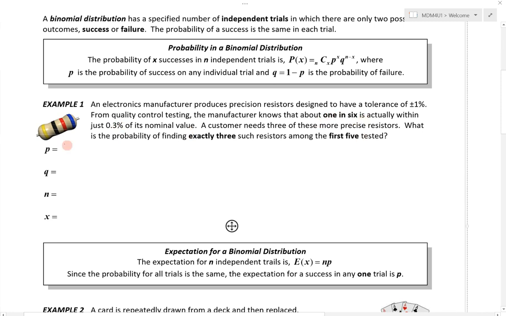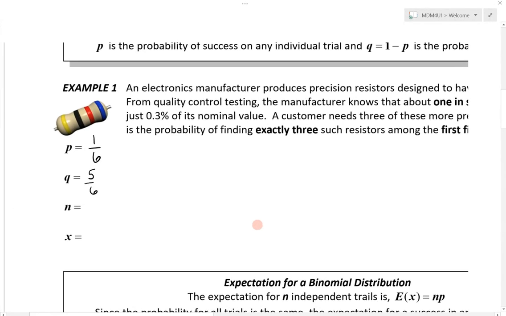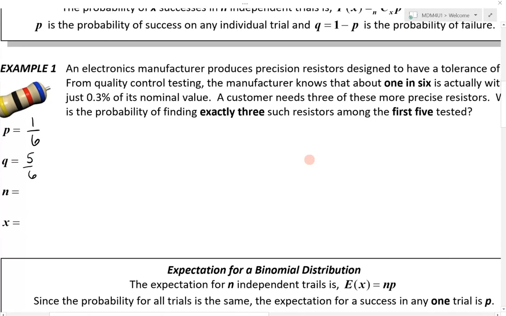So the probability of the really precise resistor is 1 out of 6. If that's your probability of success, then the probability of failure, the probability of not getting a precise resistor, would be 5 out of 6, because the sum of the successes and the failures has to add up to 100%. So how many trials are we going to do? n is the number of trials, a popular letter we've been using all course to represent that. The number of trials here is going to be 5. We're going to test the first 5 resistors.